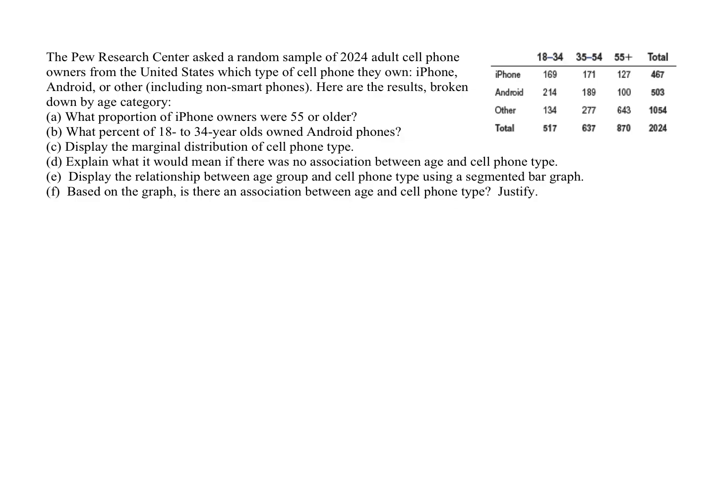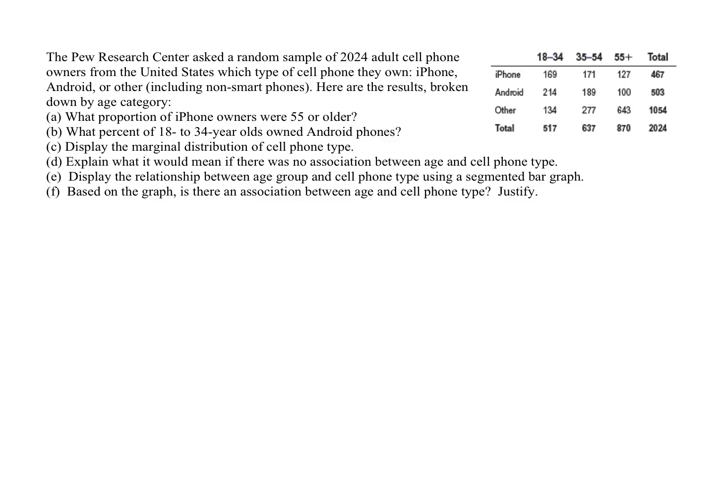The Pew Research Center asked a random sample of 2024 adult cell phone owners from the US which type of cell phone they own, iPhone, Android, or other. Here are the results broken down by category. We are gonna do a few of these, and then you're gonna do a few of them also. Part A, what proportion of iPhone owners were 55 or older?